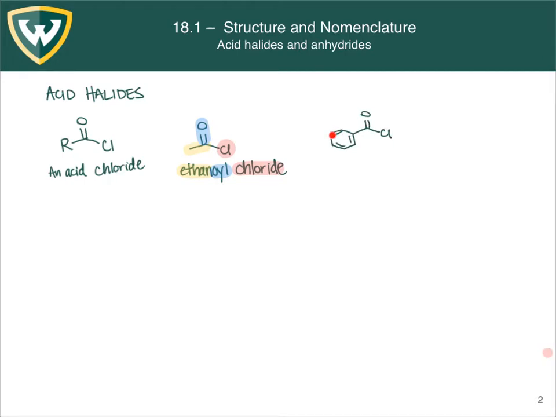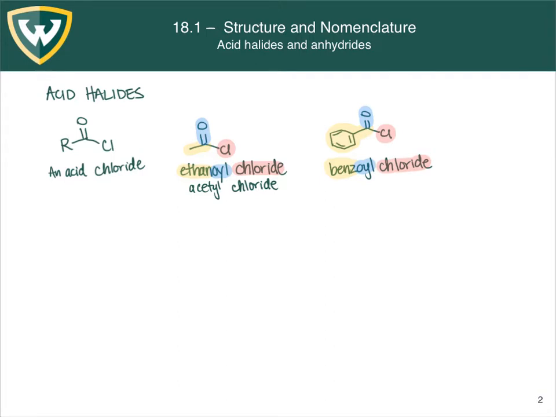Here's another example. We have a phenyl ring and then another carbon. So when we have phenyl and then CH2 and a functional group, then we call that part benzyl. And so here we're going to have benzoyl chloride. Some compounds also have a common name, so you probably recognize this example as acetyl chloride that we discussed in the last chapter, because when we have a CH3 and then a carbonyl, that functionality is usually referred to with the prefix acet.